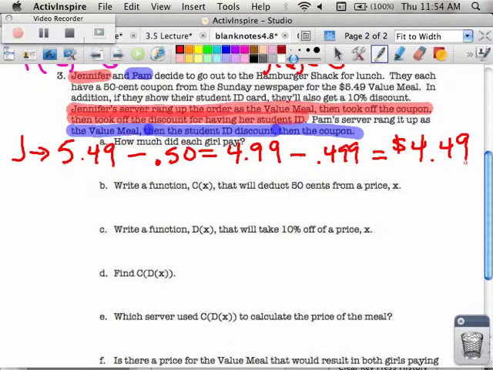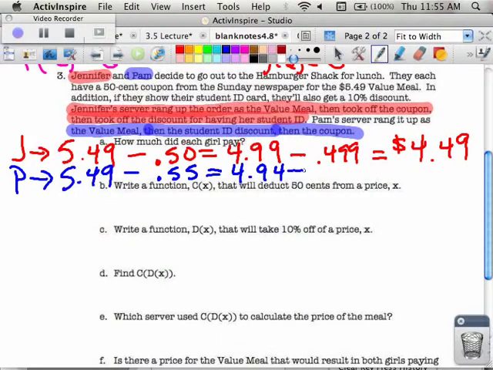Because 0.499. And the second person, Pam, started with $5.49 and then took off $54.9, which really is the same as 55 cents, if we go to the nearest penny. So if you take off 55 cents, she's at $4.94.